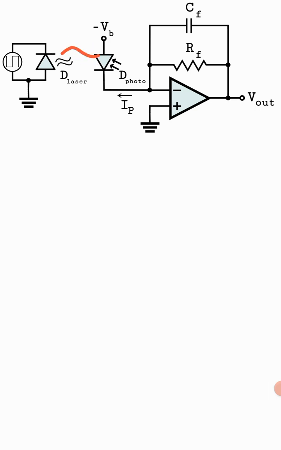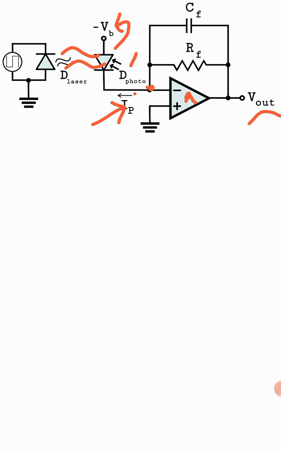Now when the light falls on the photodiode through the laser, this diode is already connected in a reverse bias condition. The anode is connected to the voltage negative VB, and the cathode is connected to this node, which is the inverting input of a differential amplifier with a gain A. Because of the light falling on the photodiode, the diode starts conducting a current in reverse bias mode. The current is labeled as IP, and the direction of the current is indicated by this arrow right here, and therefore the circuit is completed.